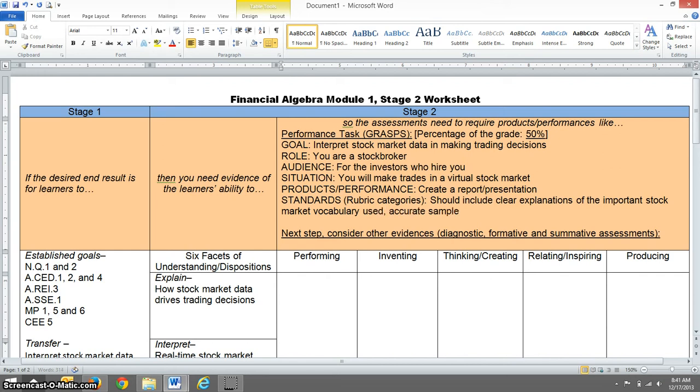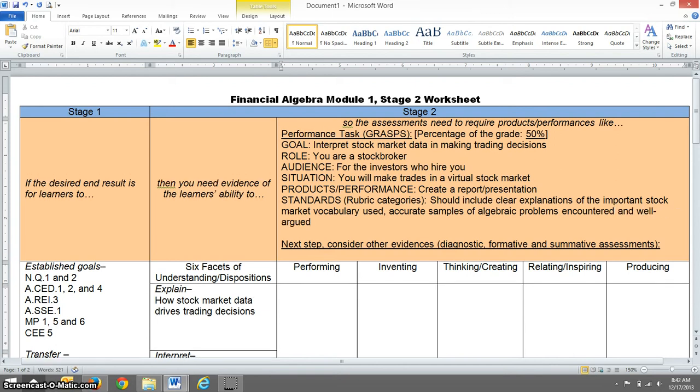accurate samples of algebraic problems encountered, and well argued explanations of your trading decisions based on real-time data that you will collect. Okay, so that's my task right there.